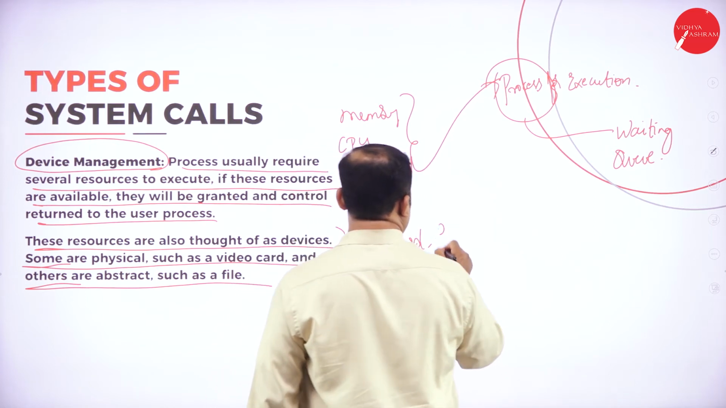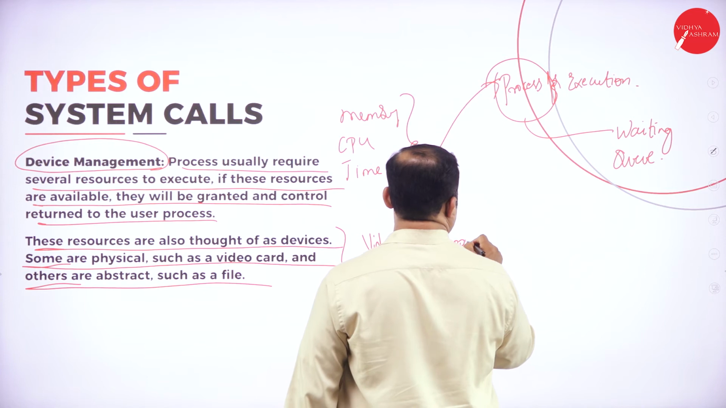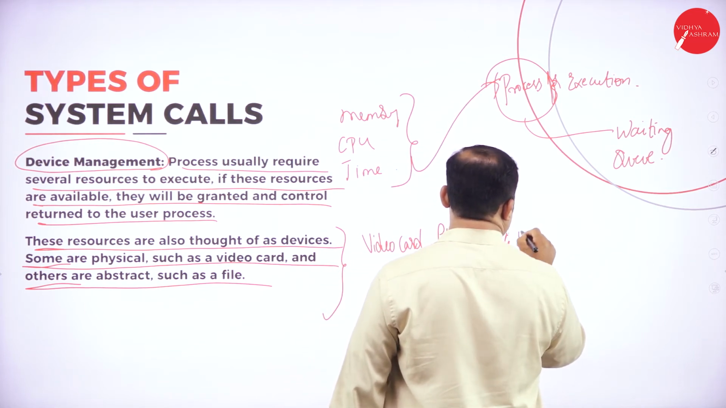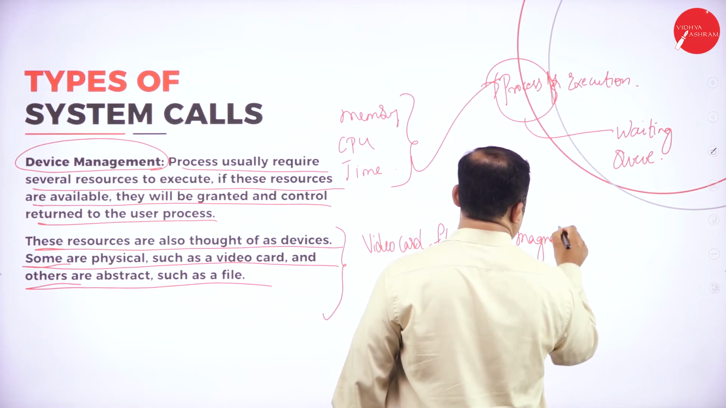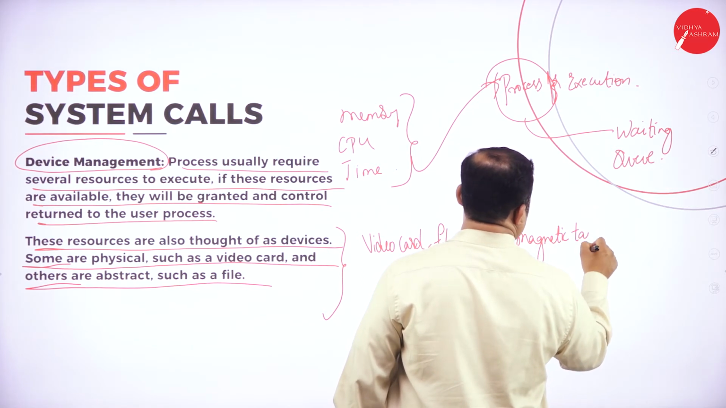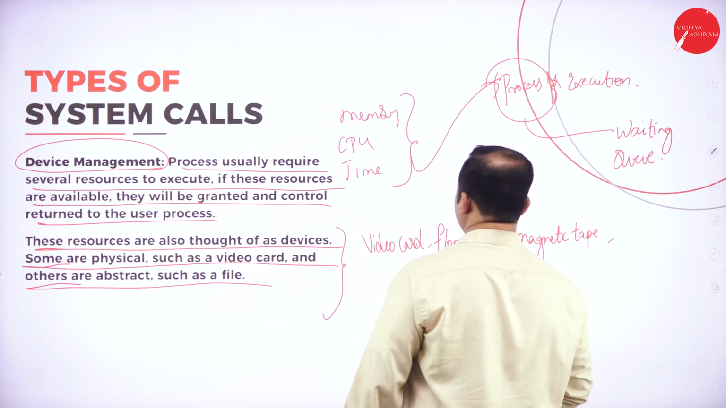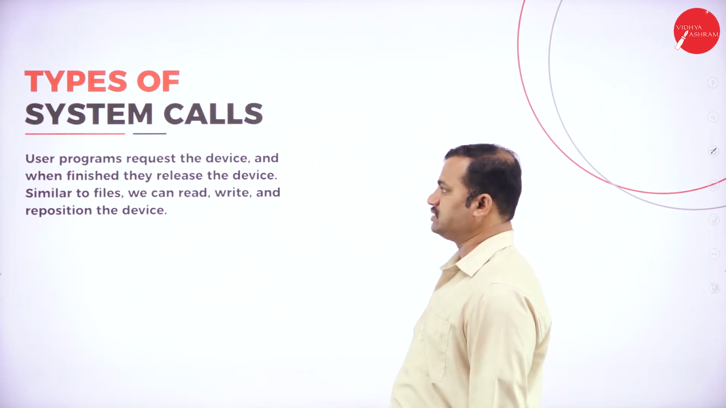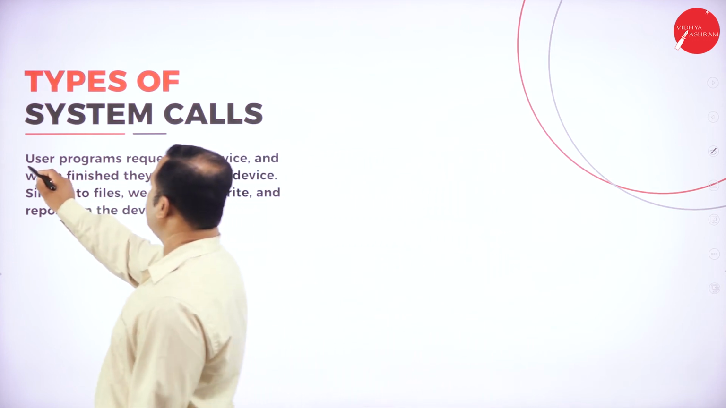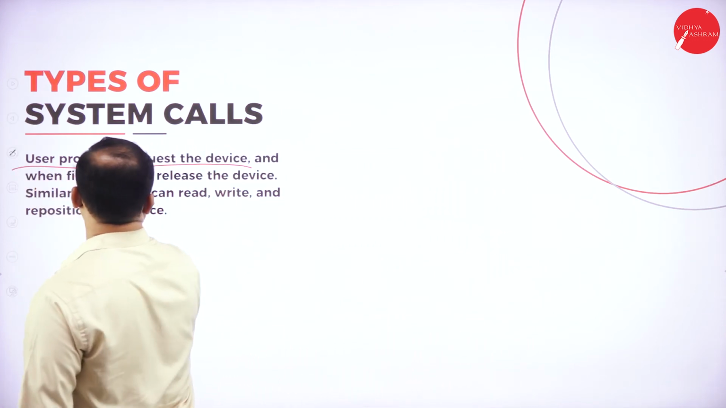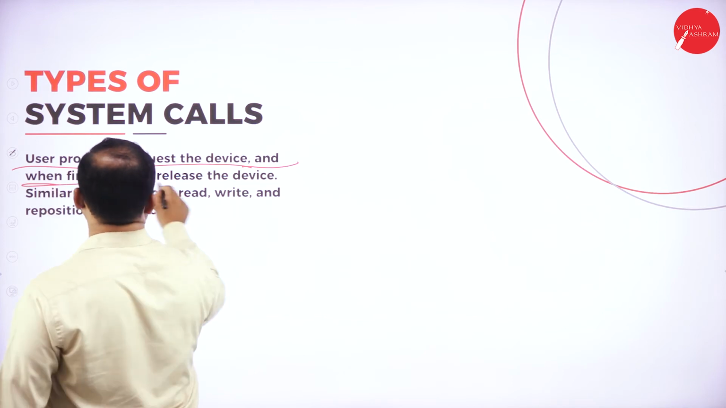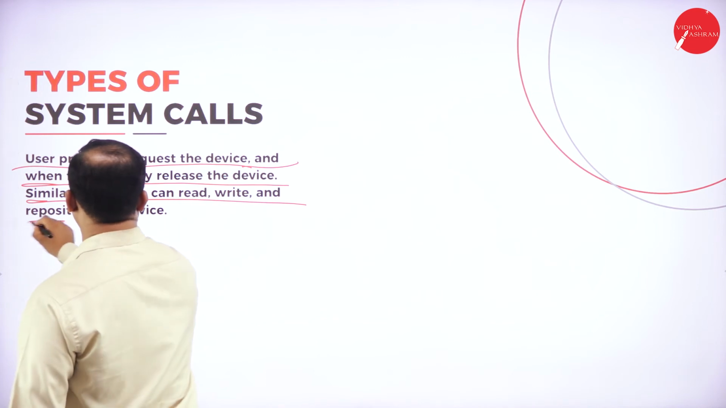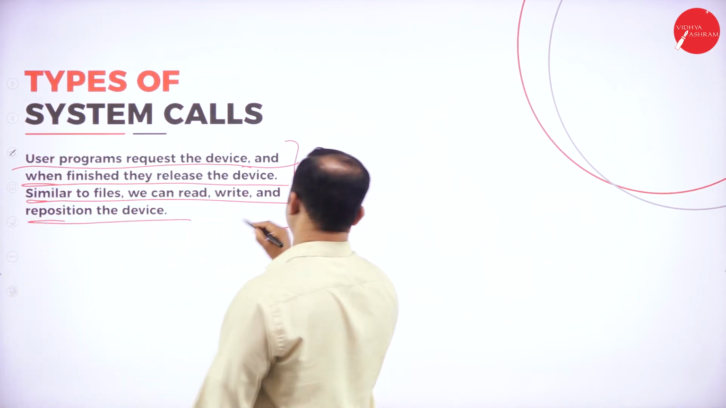Then we have a floppy disk. Earlier we used to have floppy disks, magnetic tape, and all these are called resources which need to be maintained by the operating system. Then the user program requests the devices, and when finished it releases the device. That means, similar to files, we can read, write and reposition the device.